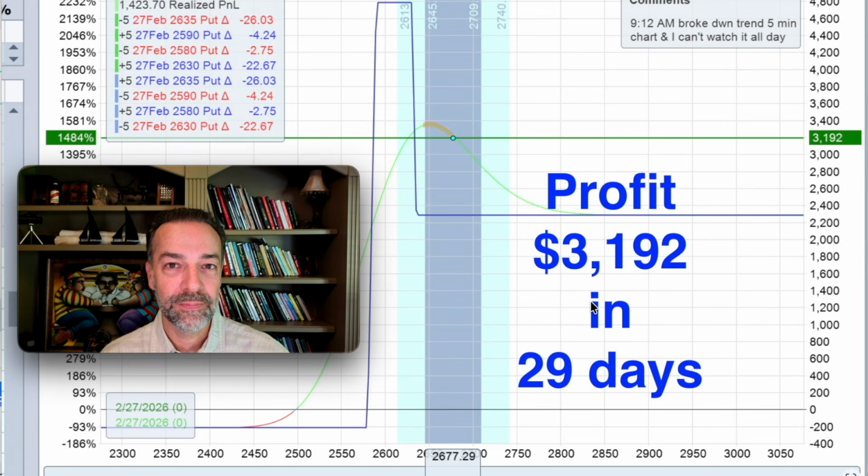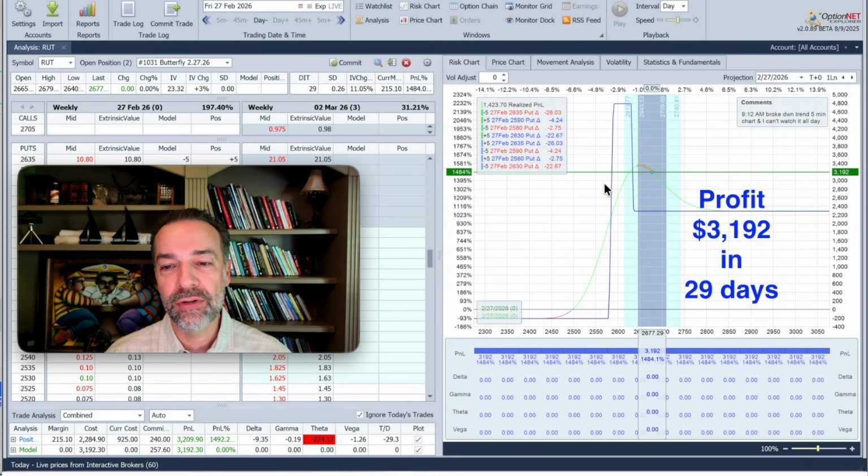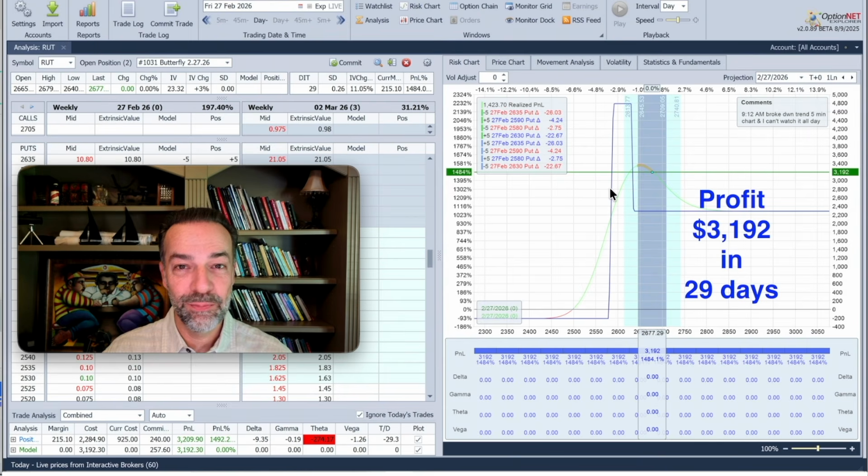for 29 days. So I could have tried to squeeze every penny out of this trade, but I just didn't want to stare at the screen all day. I've done that when I was a younger trader, and I have no desire to do that. I want to begin my weekend. So I decided to take my profit and just begin the weekend.